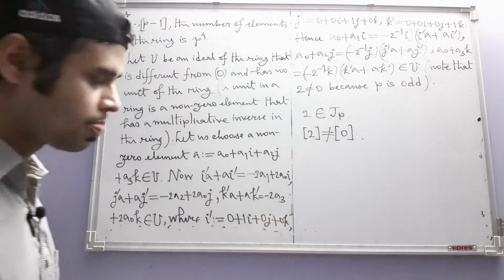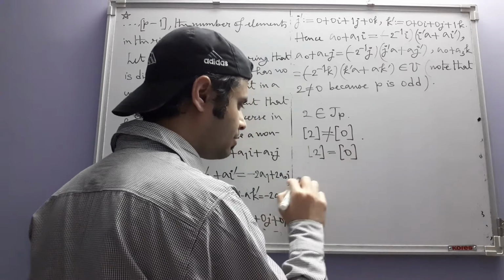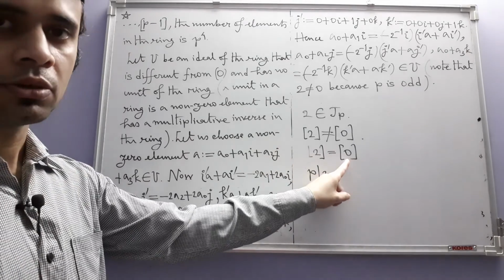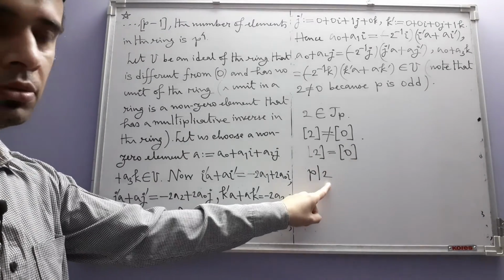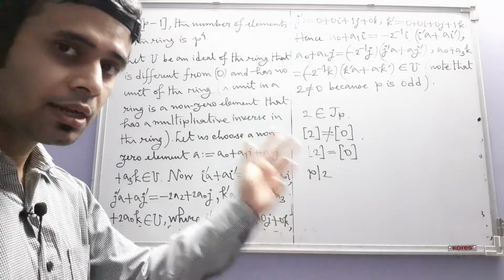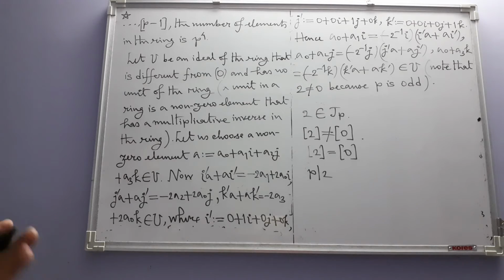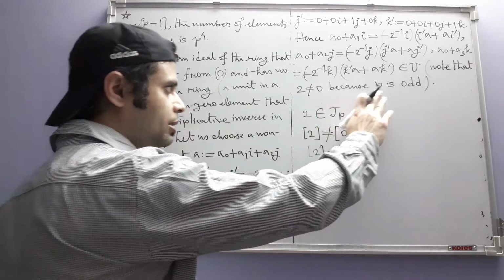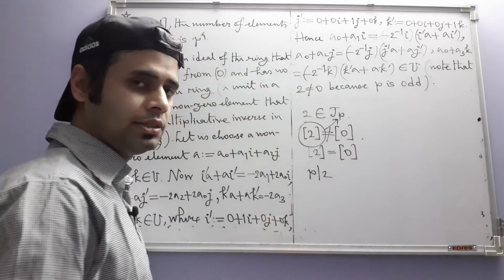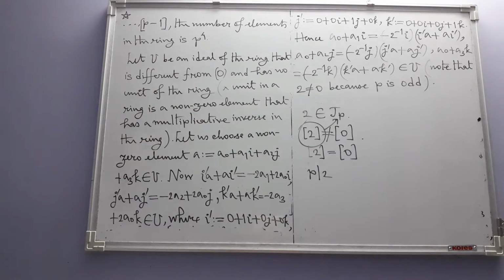Why is this true? Because if we had 2 equal to 0, then that would mean that p divides 2, because 2 has to then be congruent to 0 mod p. But p is a prime, and a prime can divide 2 only if the prime itself is 2. That is the only case. But it is given that p is an odd prime. p is not the even prime 2. So that's why oddness of p allows us to conclude that this is a non-zero element in the field Jp, and that's why it has an inverse. It is that inverse. Okay.